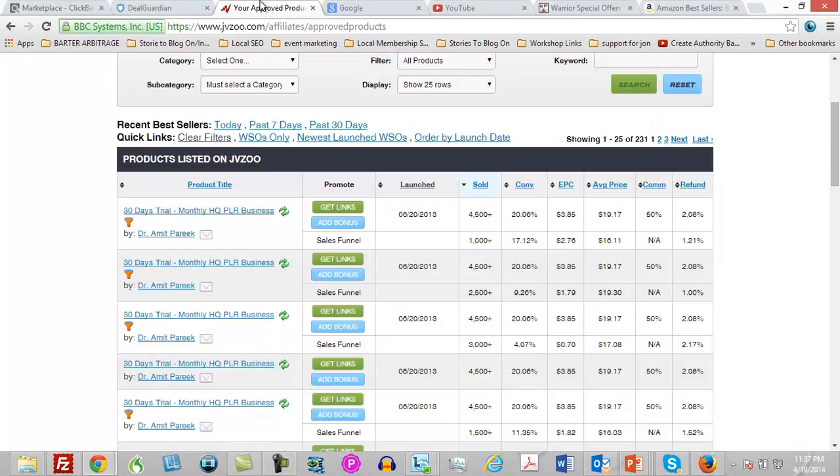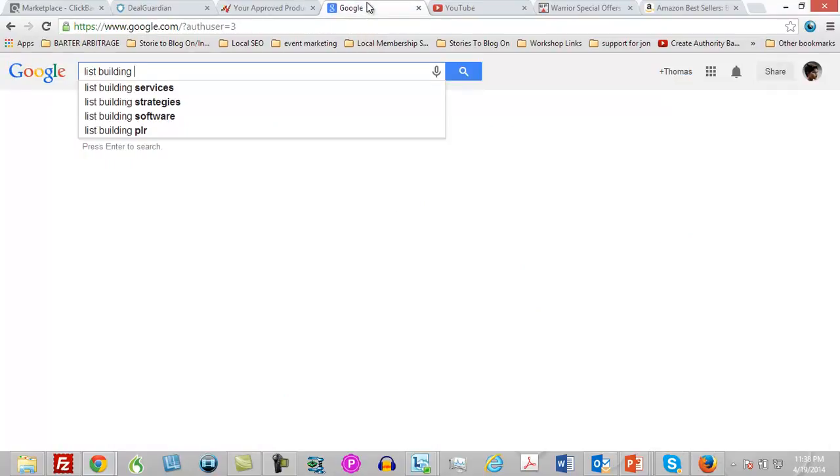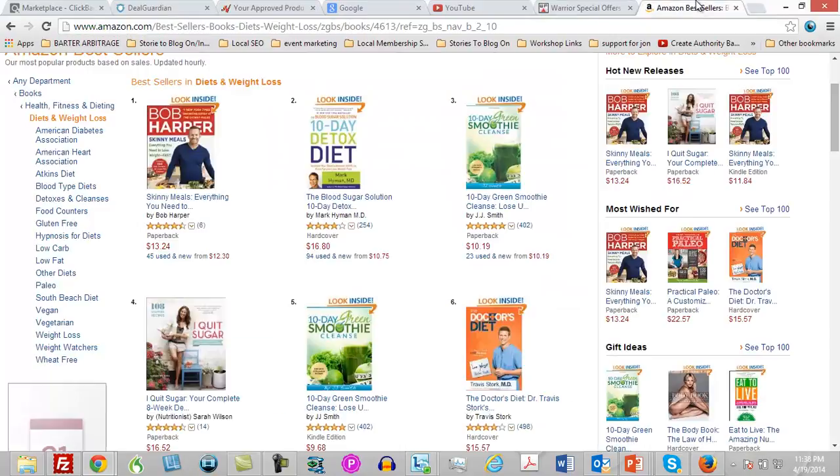The JVZoo marketplace is similar, except that most of the products here are Make Money Online products. There are some that are actually in other niches, but by and large, 80 to 90% of the products here are created by and created for other internet marketers, and so you want to take that into consideration when you go looking to find out what people are buying and what is selling and what you think the questions might be.